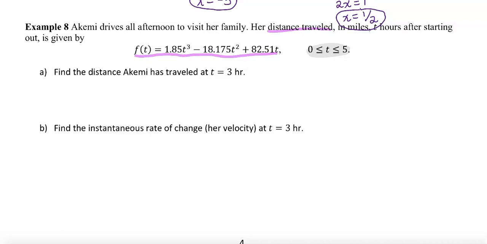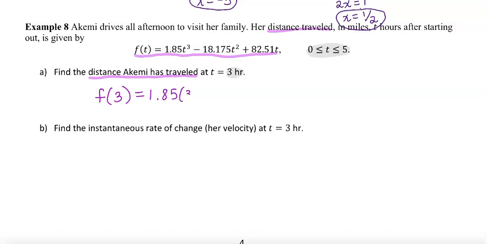Okay, so let's see. The first question, find the distance Akemi has traveled. So, all they're asking is the distance. So we're not really doing any calculus yet. We're just finding the distance given the distance function, and they're giving you that the input is 3. So all I'm going to do is find f of 3. Plug in 3 into the function.